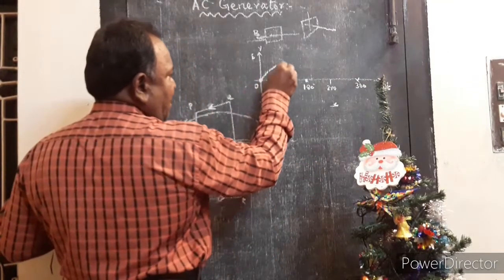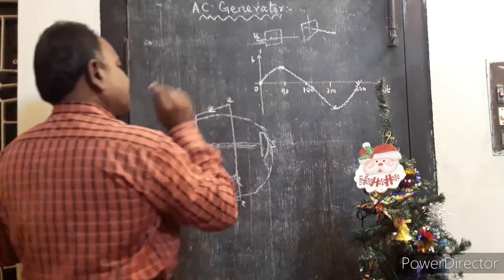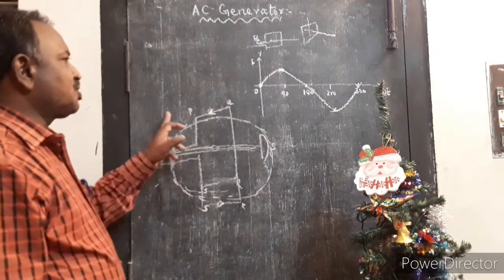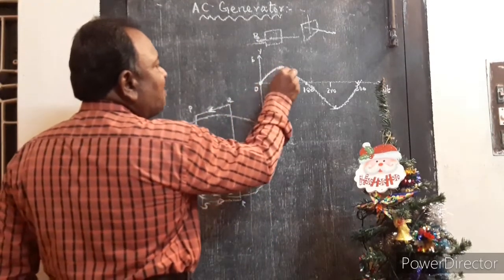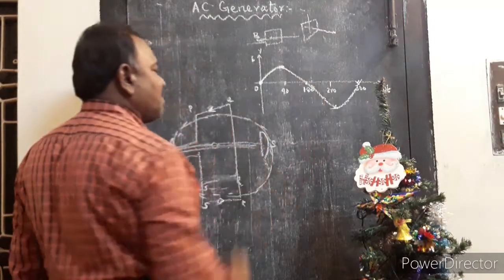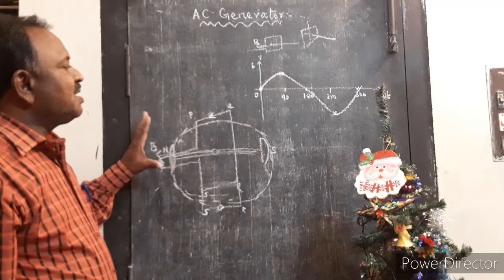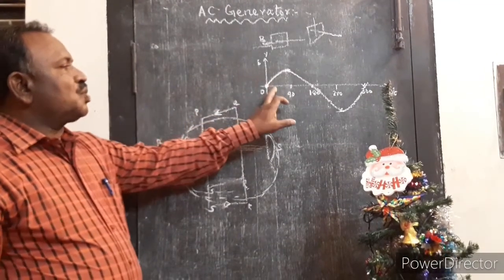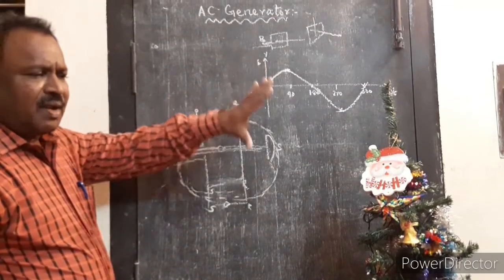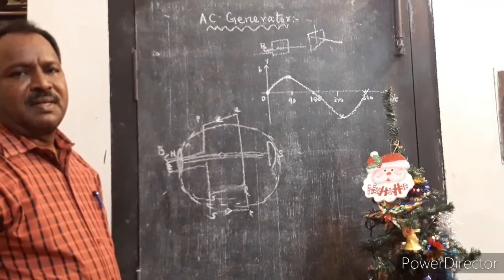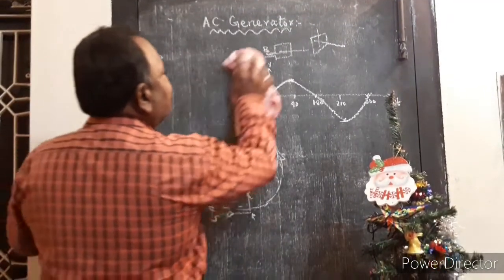So when we graphically draw the induced EMF in the stator or armature coil, the induced EMF varies in the same way as that of a sine wave. So the EMF produced in a single phase generator is shown graphically like this. For detailed diagram, you can refer to the book. Secondly, we are going to see a three-phase AC generator.